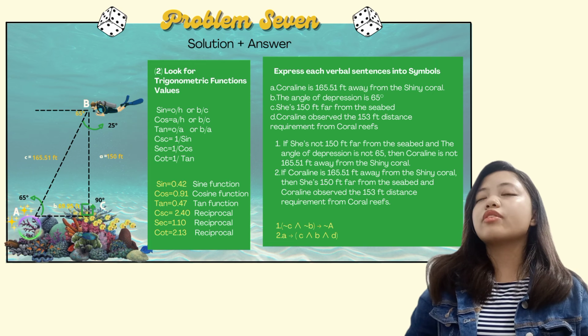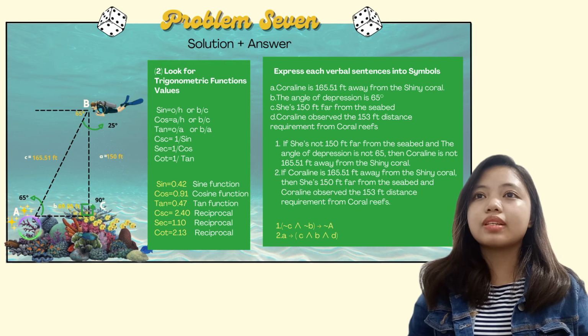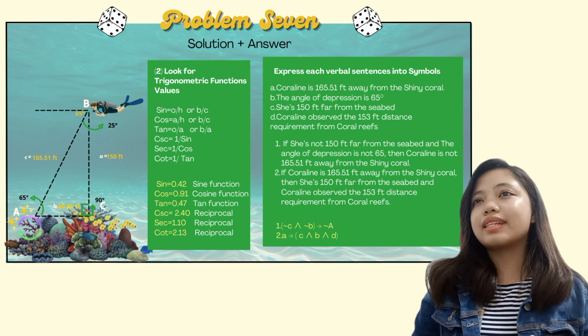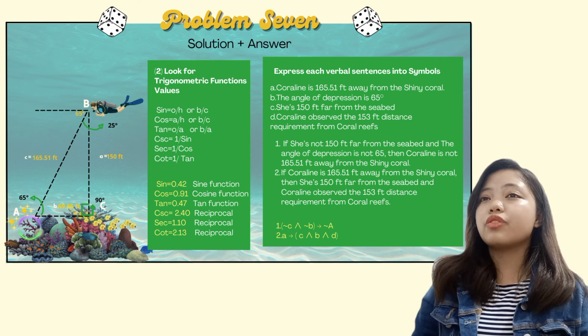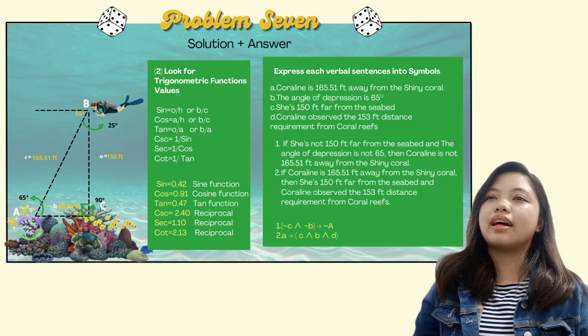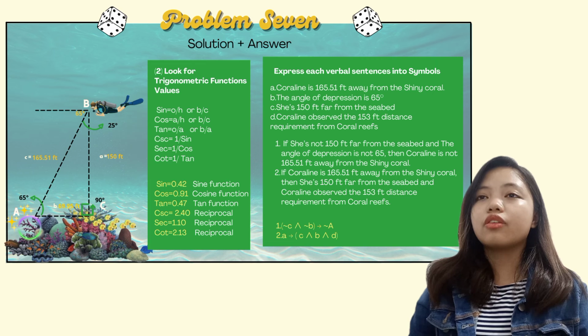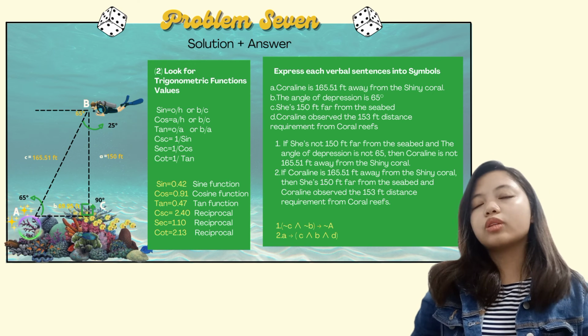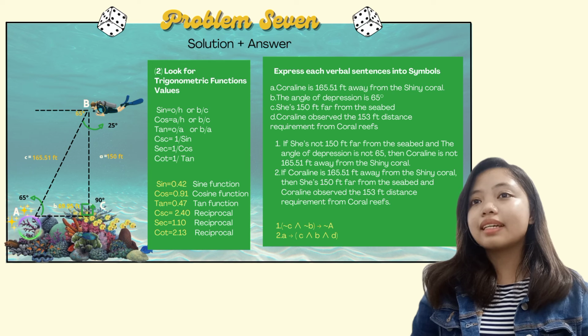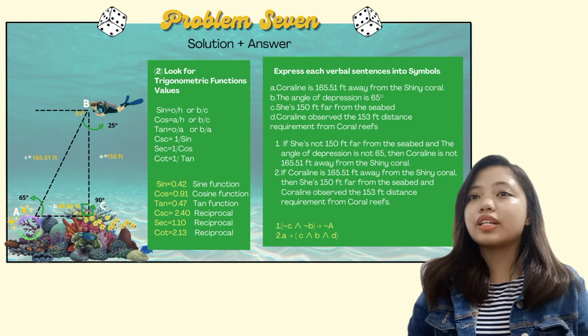So for number 1, if she's not 150 feet far from the seabed and the angle of depression is not 65 degrees, then Caroline is not 165.51 feet away from the shiny coral. So we notice that all of the statements are negated, so we will use the negation symbol. So it will be negation C and negation B, then negation A.